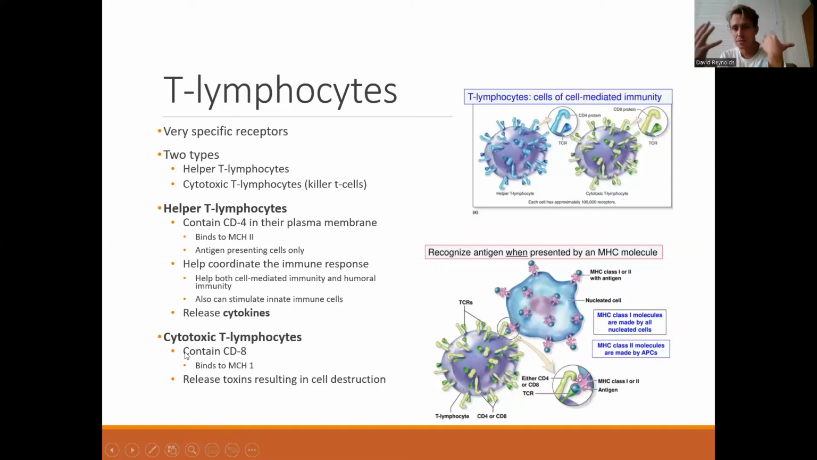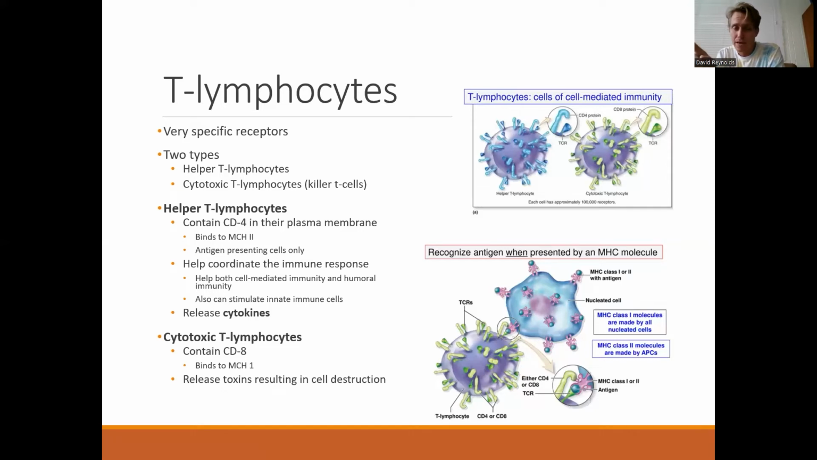Now, the response is a little different between these two cells. The reason helper T cells are called helper T cells is because they're there to mediate both the cellular and the humoral immune response for your adaptive immune system. Not only that, they can also help with the innate immune system, attracting more white blood cells to the area to have an innate response as well as this adaptive response. While cytotoxic T cells are there to go kill whatever cell they attach to.